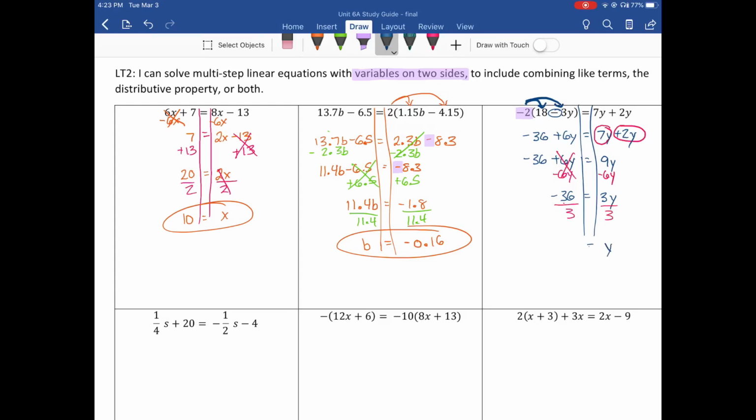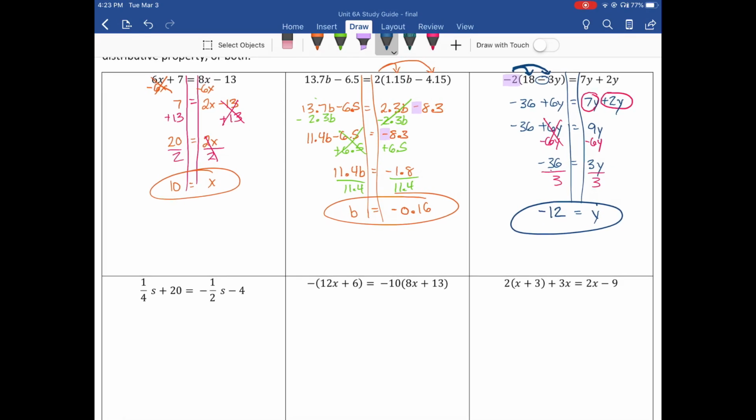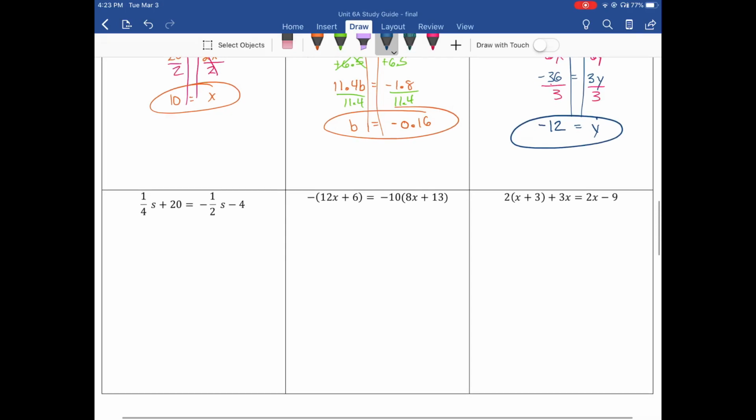And we get that y is equal to negative 12. Now, when we look at these first three problems, we lucked out. There's no fractions. But our fourth problem has a fraction. It's okay. Don't freak out. I know we have to fight the urge, but we can handle it.